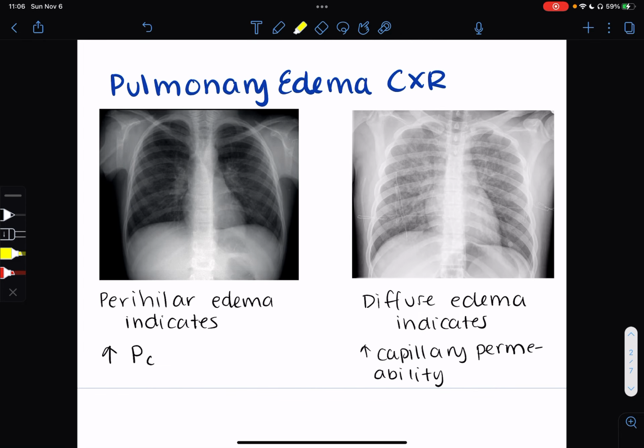And we've probably seen hundreds of x-rays that look like this. But here on the left, we have our papillary edema, which indicates increased capillary pressure. And here on the right, we have our diffuse edema, which will indicate increased capillary permeability.